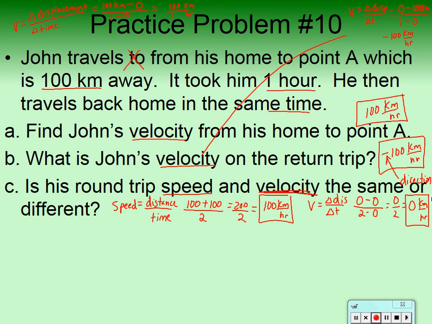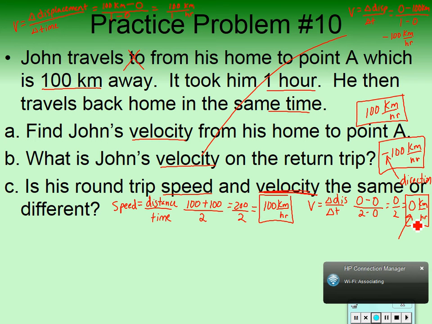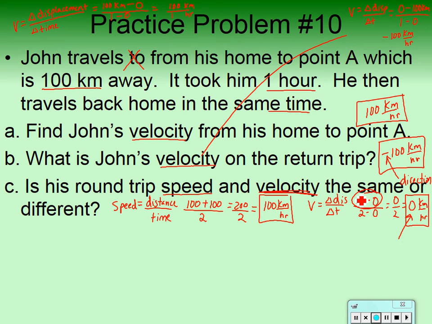So you can see that speed and velocity are very different. Why is his velocity 0? Well, it's because he didn't have any displacement. He came back to the same spot in which he left. So he didn't really move. He didn't have any displacement. So that's why it was 0. So you can see that speed and velocity are very different in how they're defined and how they're calculated.